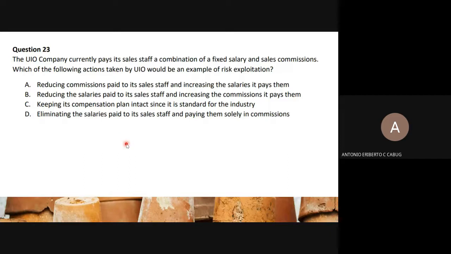The UIO company currently pays its sales staff a combination of fixed salary and sales commissions. Which of the following actions taken by UIO would be an example of risk exploitation?